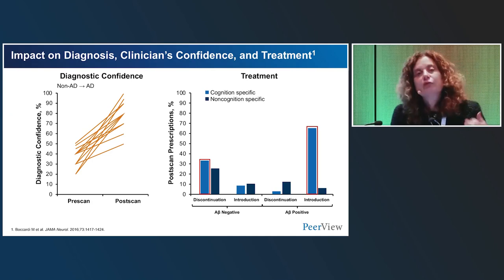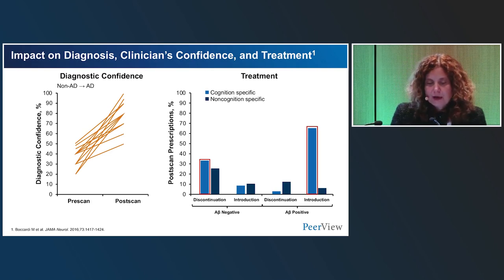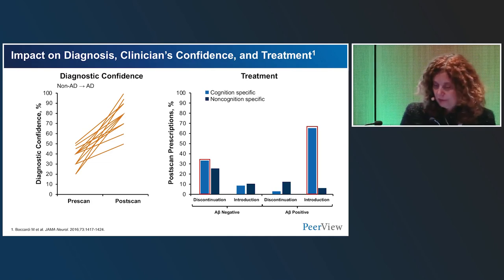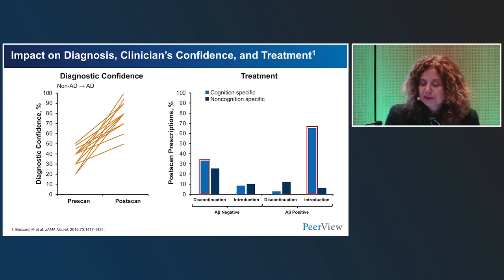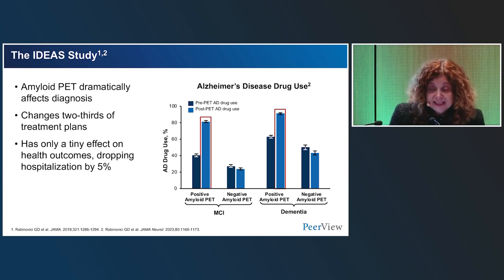So moving after the results, what happened after the results? We know that amyloid PET can increase diagnostic confidence. Even in a scenario, this is Italy in 2016, without disease-modifying drugs, both in terms of the introduction or discontinuation of this kind of drugs in patients with a negative amyloid PET. This is the IDEAS study.